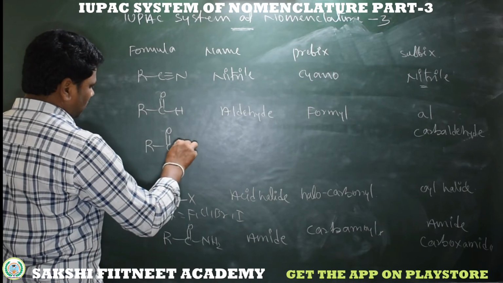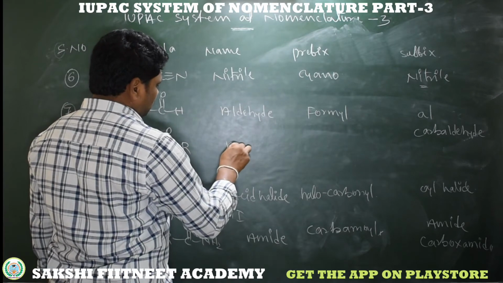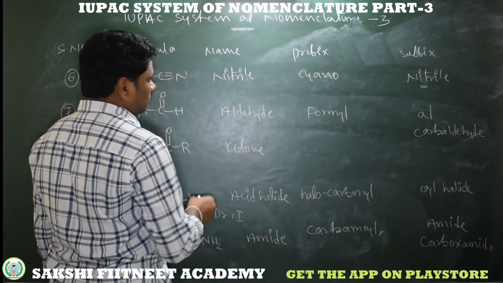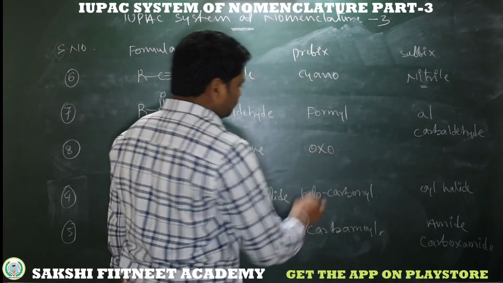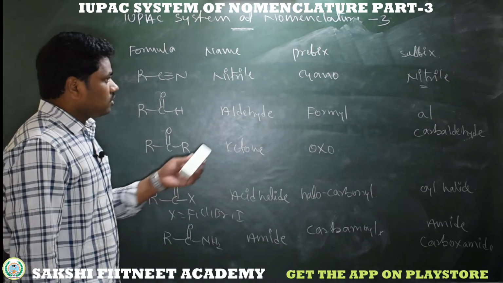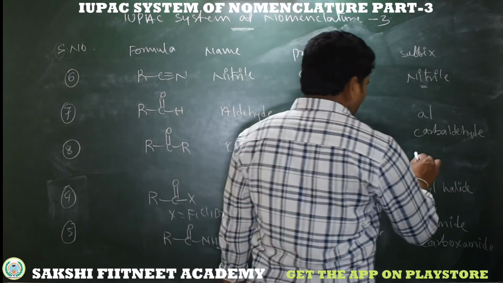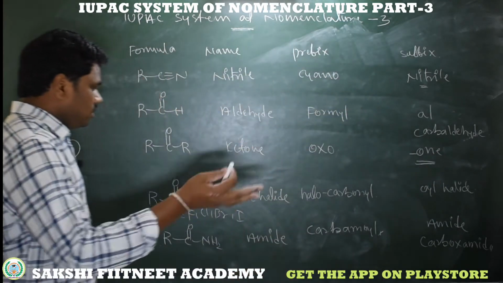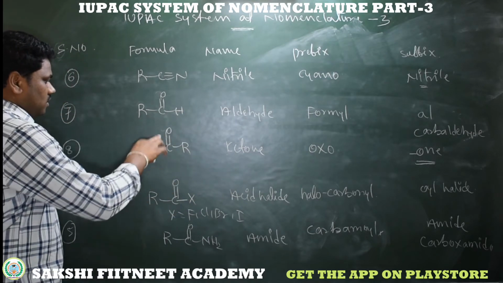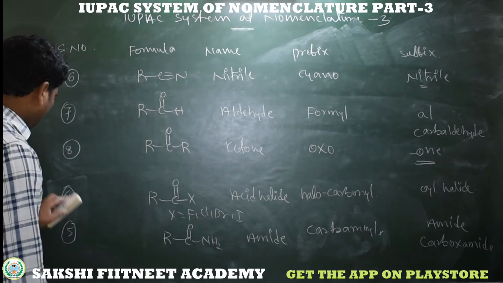Next, the eighth priority group is ketone, RC double bond O R. The functional group name is ketone. If the ketone is a prefix, it becomes oxo. If the ketone is a suffix, it becomes one. So based on the substituents on both sides of the carbonyl, we should write one.